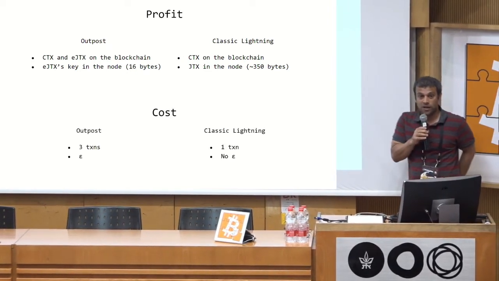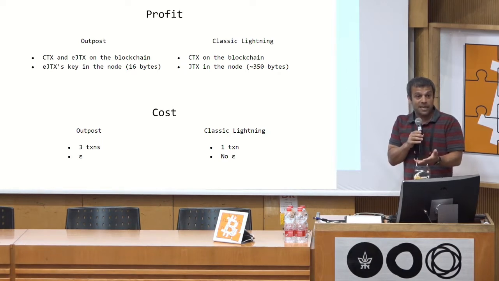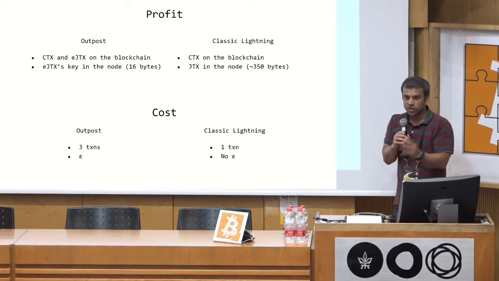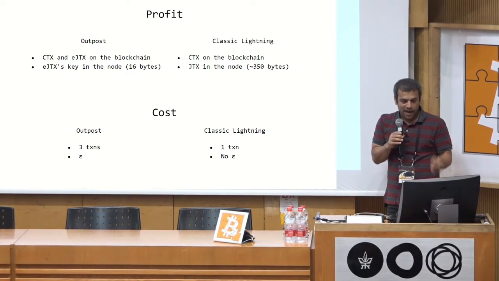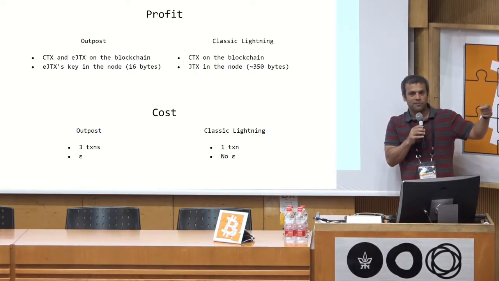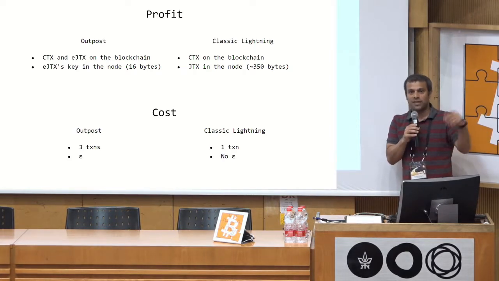What are the costs? So it's not for free. The costs are basically, we have 3 instead of 1 commitment transactions. But these are off-chain transactions which are being exchanged. They never hit the blockchain, so it's not too bad, we think. And there is this epsilon value that has to be attached to this auxiliary transaction, which can reduce the value of how much can be transferred between Alice and Bob in the channel balance.